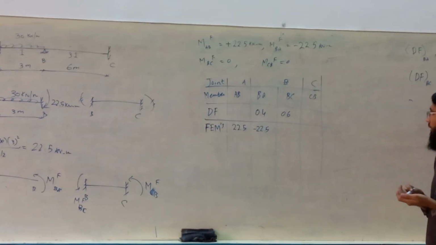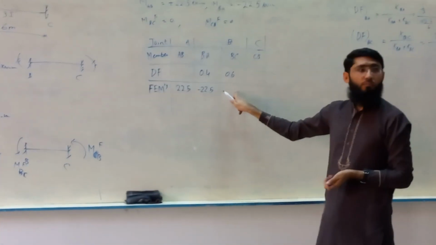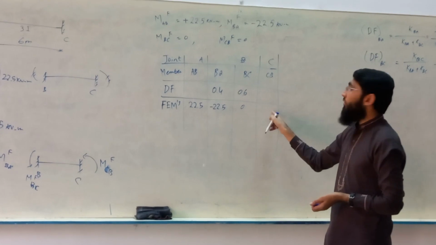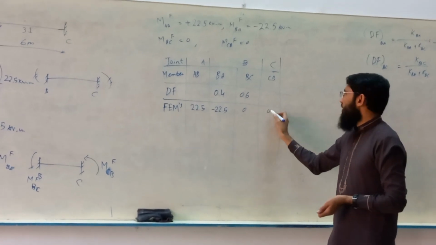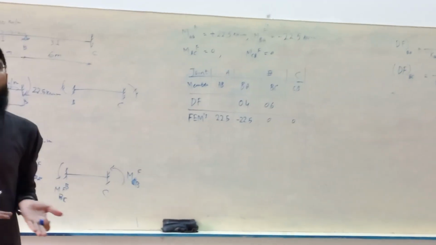Okay? That's fine. And BC fixed, what's the value? 0. And for CB fixed, it is 0. So this calculation was just something we need in the table.